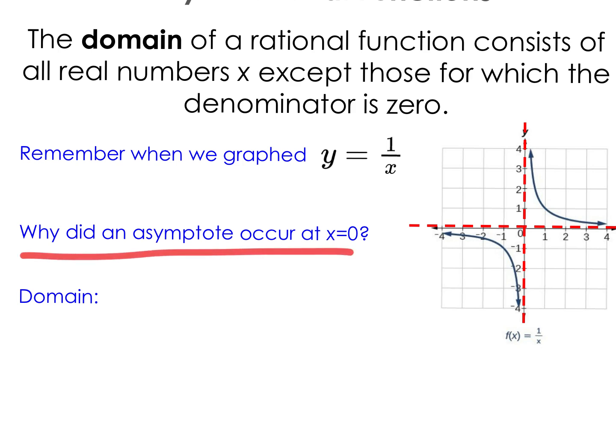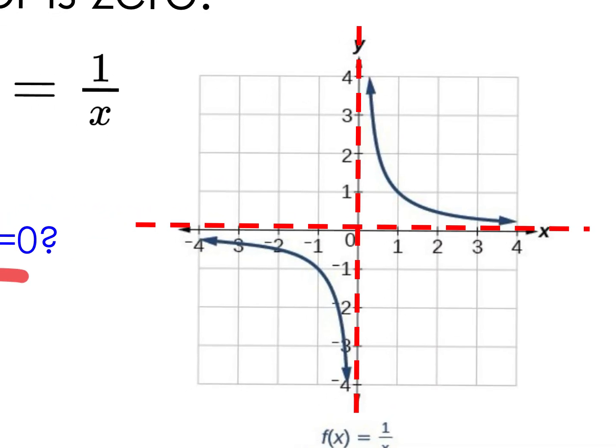It says, why did an asymptote occur at x equals 0? See, there's an asymptote right on that line. That's the line x equals 0. The up and down line, that's a vertical asymptote at 0. Well, it's because when you stick 0 into the function, it doesn't like it. Do you get you can't have a 0 right there?